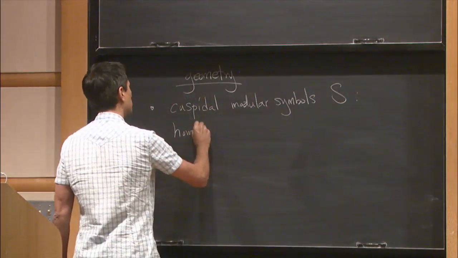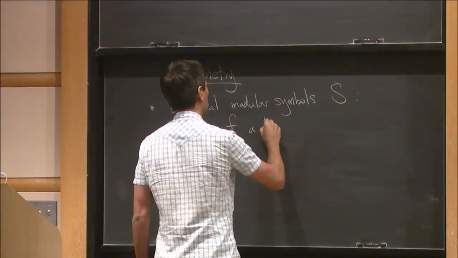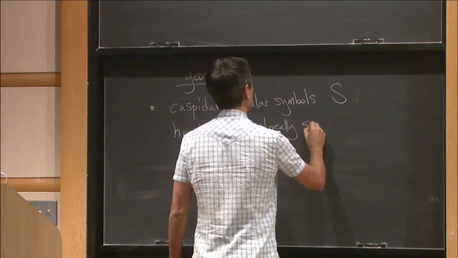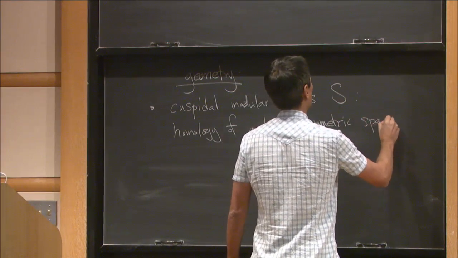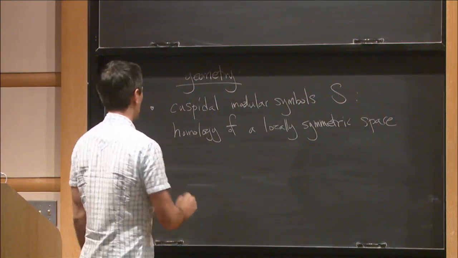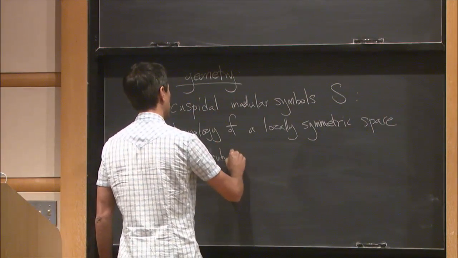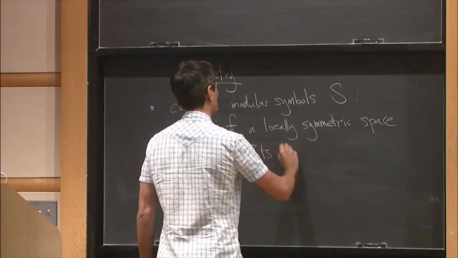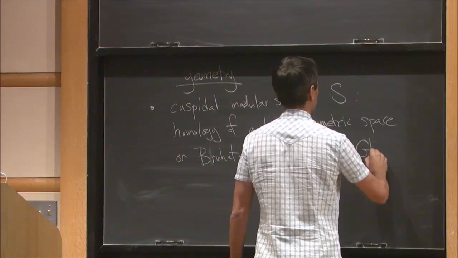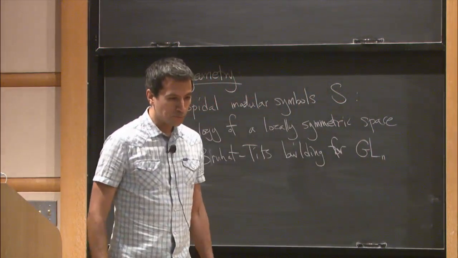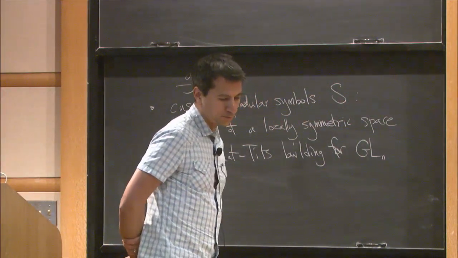homology, some homology group of a locally symmetric space corresponding to the level, or Bruhat-Tits building for GLN or PGLN. Right, so that's the first thing.